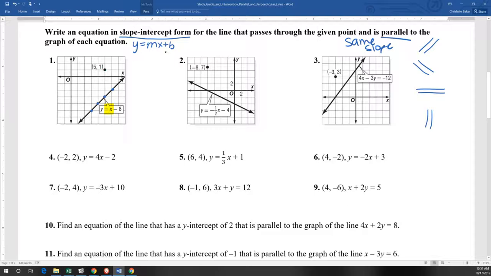So to write in slope-intercept form, I'm going to need my b value, which is my y-intercept. So I'm going to work backwards here and say if I have a parallel line, it would have the same slope of 1. And that y-intercept is -1, -2, -3, -4.